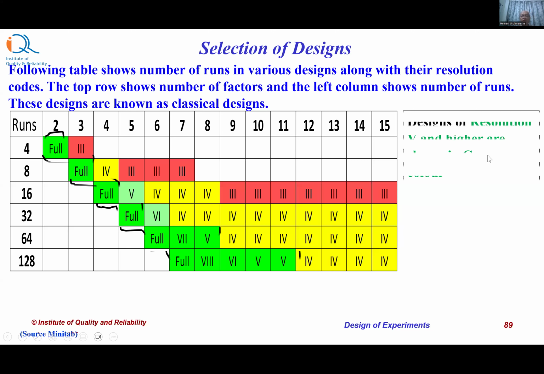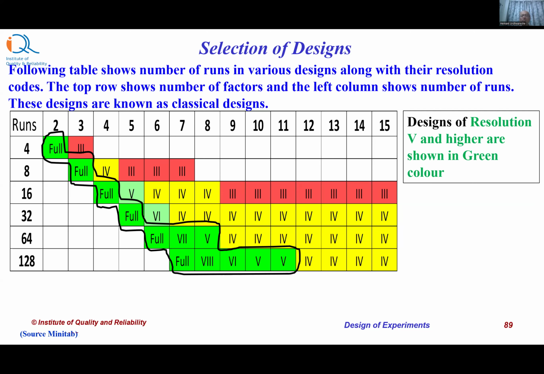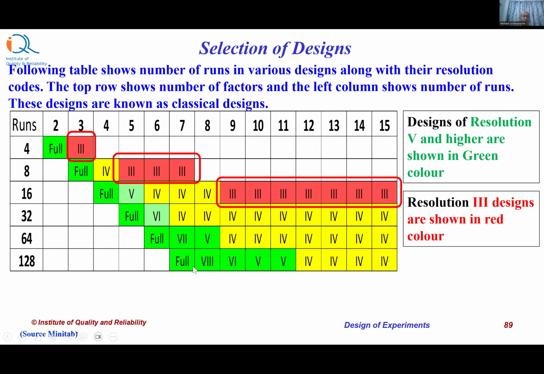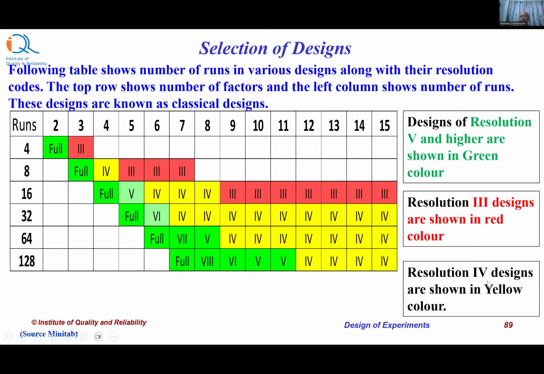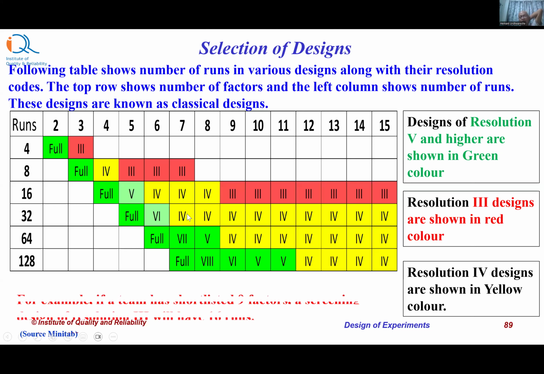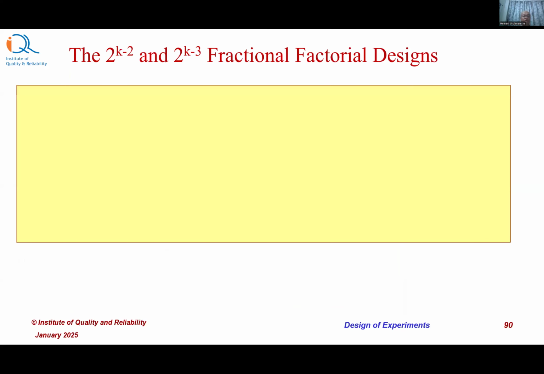Now, the green designs are resolution 5 or higher order, higher resolution designs. And they are all shown in green color. So these are either full factorial designs or resolution code 5 and above designs, the green ones. The red designs are resolution 3 designs and resolution 4 designs are shown in yellow color because you can use them sometimes. So if you know something technically, that some interactions are unlikely, then you can choose resolution code 3 and appropriately do that.